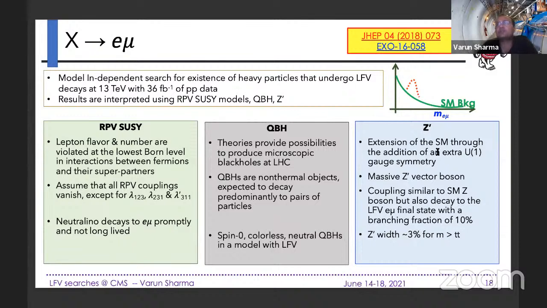The last is the Z prime, where a new particle is produced with the addition of an extra U(1) gauge symmetry, and we have a massive Z prime vector boson. And here the decay of the LFV to e-mu final state is set with a branching fraction of 10% and a width of about 3% of the mass of the tau pair, tau tau bar.